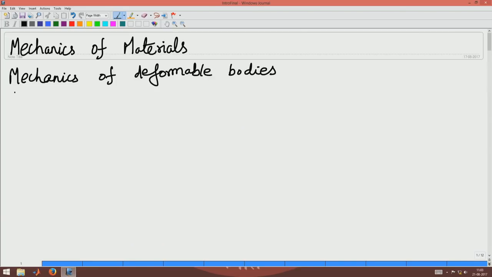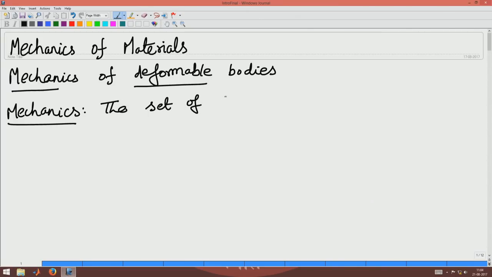Here I have used two terms, one is mechanics, the other is deformable. Let us understand what they mean. First, mechanics means the set of principles that govern the displacement of the body.